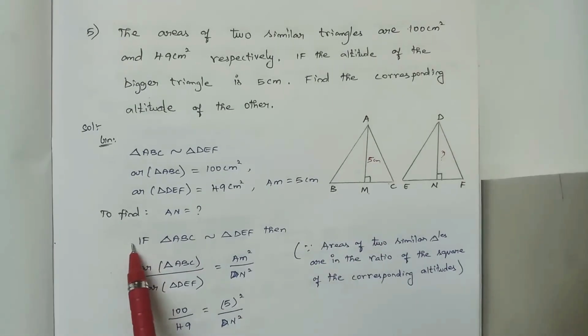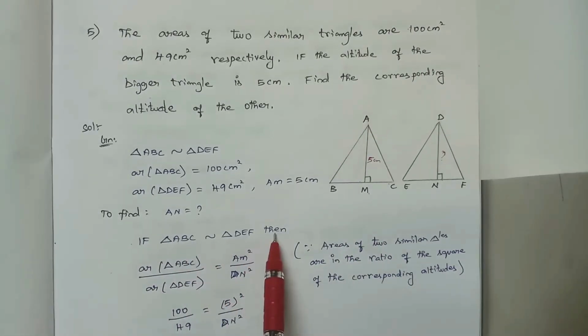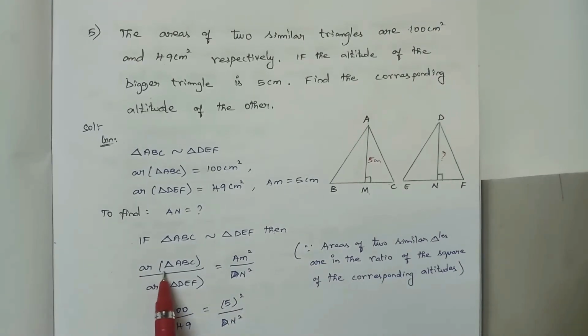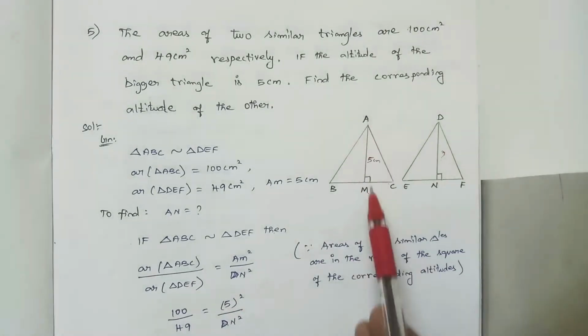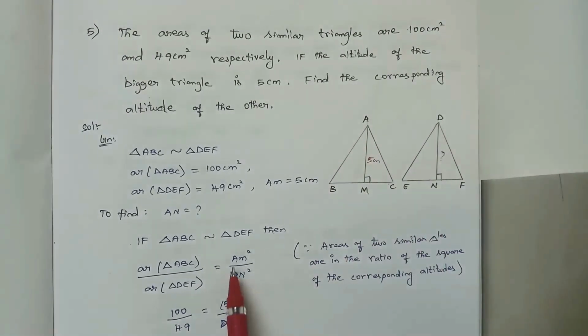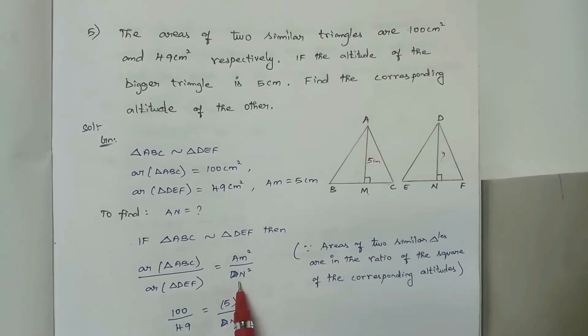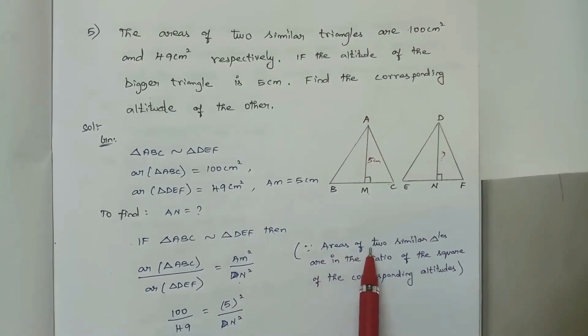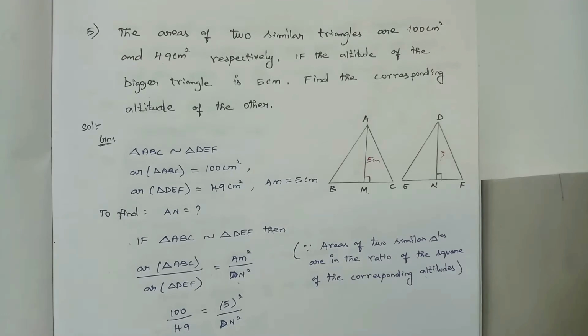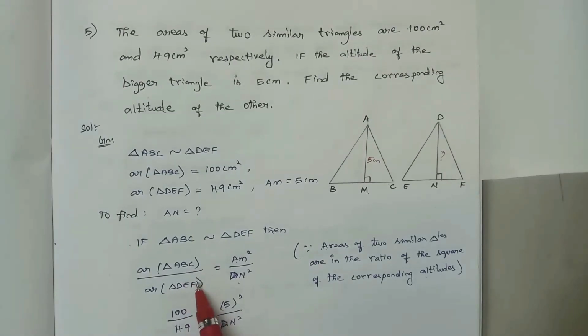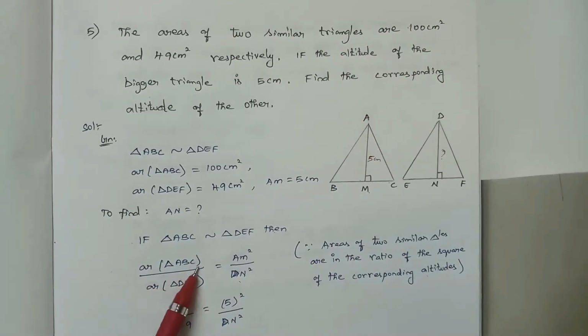If triangle ABC is similar to triangle DEF, then area of triangle ABC divided by area of triangle DEF is equal to AM square divided by DN square. Here AM and DN are altitudes. The areas of two similar triangles are in the ratio of the squares of their corresponding altitudes.